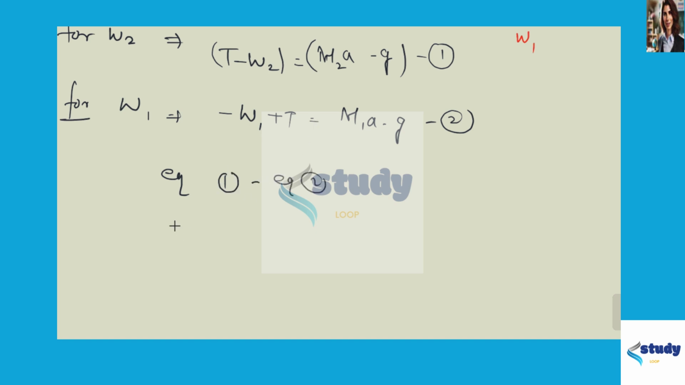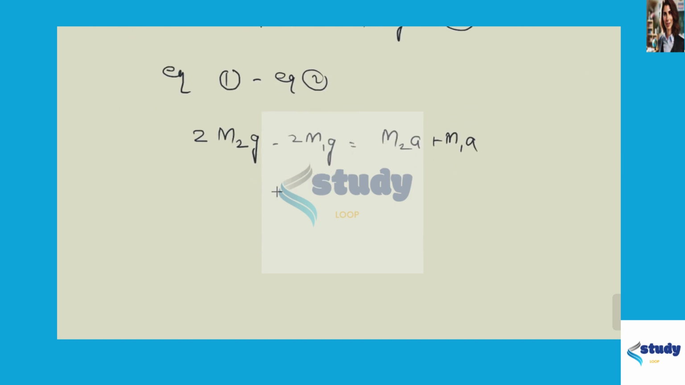So we will get 2 times m2g minus 2 times m1g, equal to m2a plus m1a. From here we can say the acceleration is equal to 2 times g into (m2 minus m1) upon (m1 plus m2). Let this be our equation third.